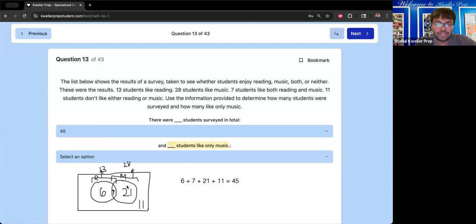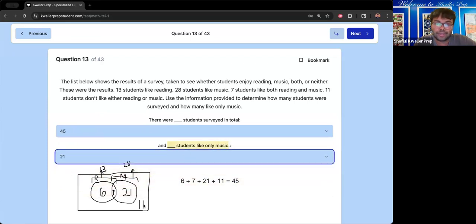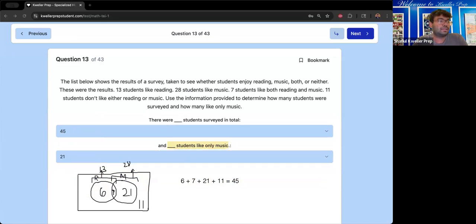This many students only like music, so the way that we broke it down, it should just be 21 within the circle here. I use a Venn diagram because the number 7 on the inside shows the combination of students that like both reading and music. Does that make sense?